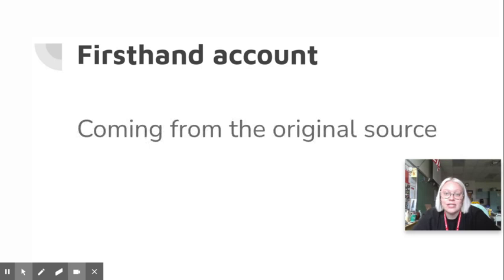First-hand account. It means it comes from the original source. So the story that you will hear today about Ruby Bridges is a first-hand account. It came directly from her, and she is the author of the story.